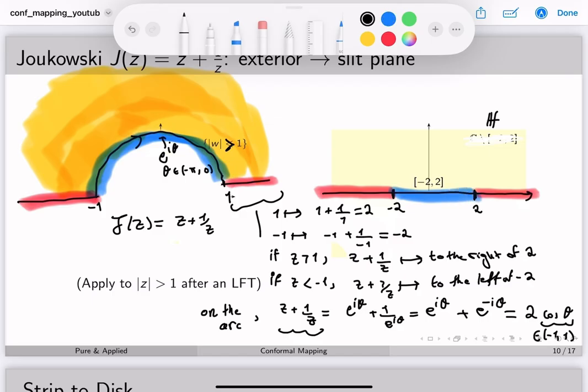And what this means is that the domain which is to the left of that boundary is going to map to the domain which is to the left of this boundary, which is the upper half plane. And hence this is the Joukowski map, and it's a pretty important map. And again, we could map this to the unit disk by using a Cayley transform.